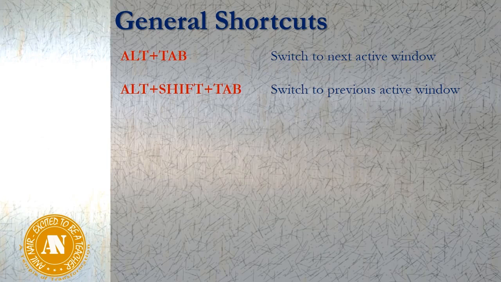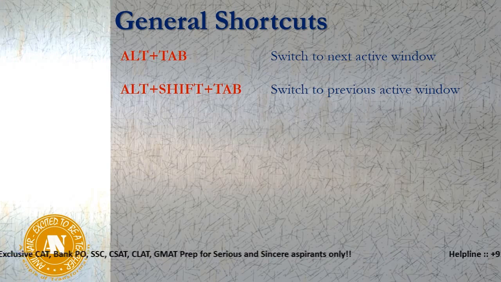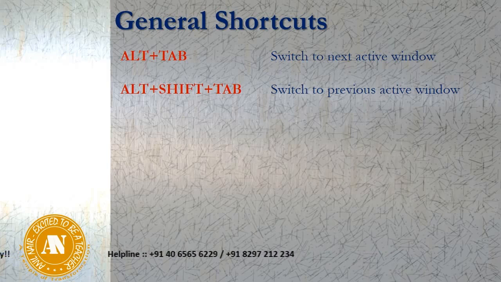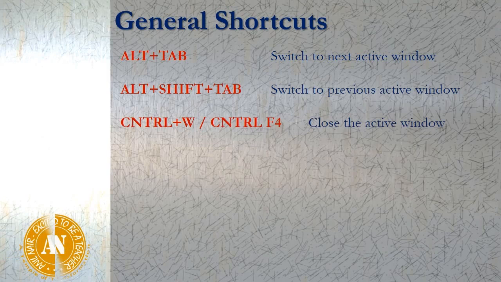Now if I say Alt Shift Tab, it will come back. So from window 4 to window 3, again Alt Shift Tab, window 3 to window 2 and so on. Now if there are too many windows open and the system is getting slow, you want to close some of the windows, or rather you have opened some window temporarily and you don't need it anymore, you just say Control F4 or Control W going into that window.